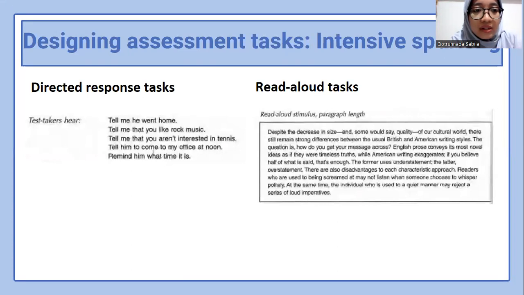And the next we have designing assessment tasks about intensive speaking. First, we have a directed response task. In this type of task, the administrator elicits a particular grammatical form or transformation of a sentence. And then we have a read-aloud task. This technique is easily administered by selecting a passage that incorporates task specs and by recording the test taker's output. The scoring is relatively easy because all of the test takers' oral production is controlled.